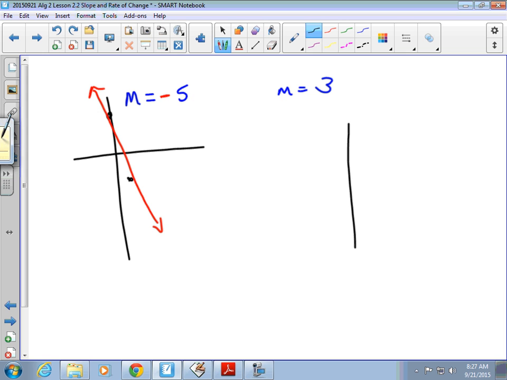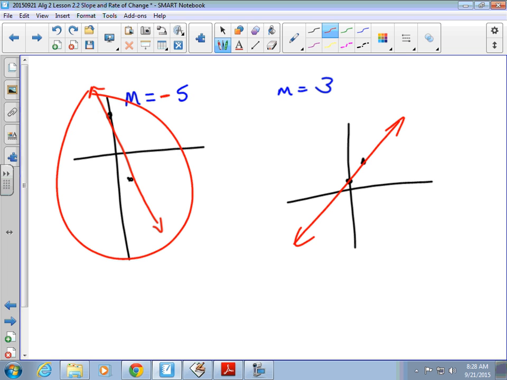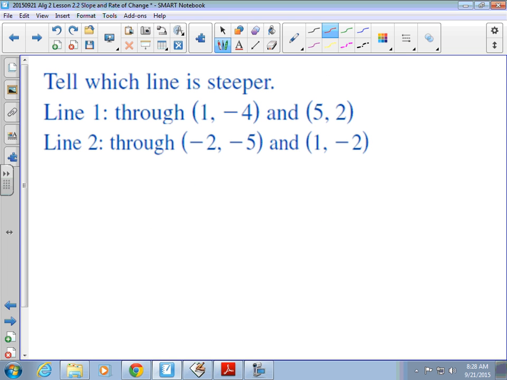This line over here, from this point to this point, would go up 3. Or it's probably even a little shallower than that. From this point to this point, it would go up 3. So even though this one's going downhill, it's negative. If you rode a bike or a skateboard down it, or a car, you would go faster on the one that has the higher absolute value, 5, than the 3, positive or negative. On the back, everybody, which one is steeper? Line number 1 or line number 2? Take 1 minute.